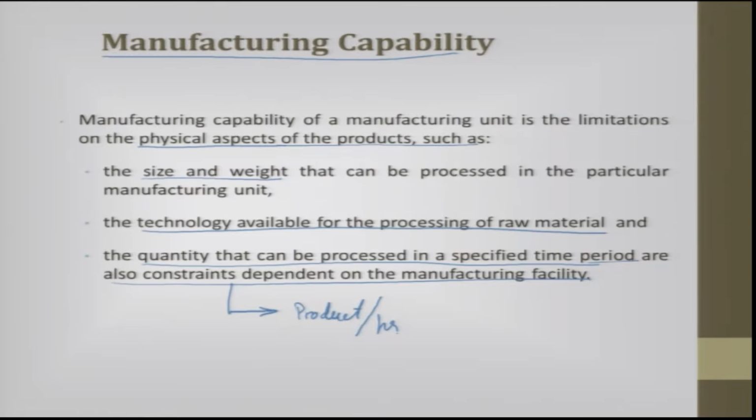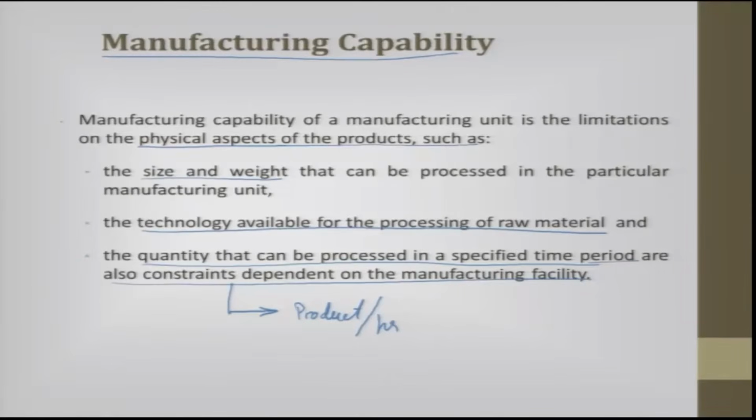So, when you talk about manufacturing capability, size and weight play an important role. Technology, what do I have? For example, if I have plastic parts to be made, the technology I have is an injection molding machine. And generally when I talk about injection molding, I always have to think of producing lots of parts in 1 hour. So, the production rate will be very high.